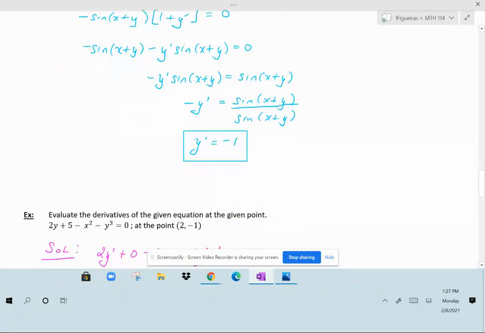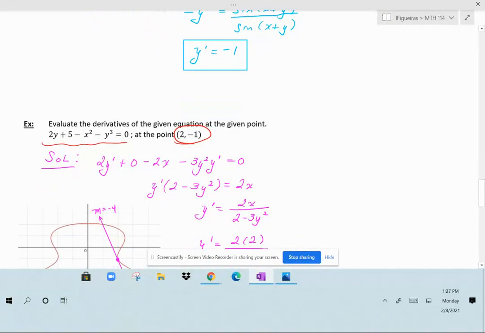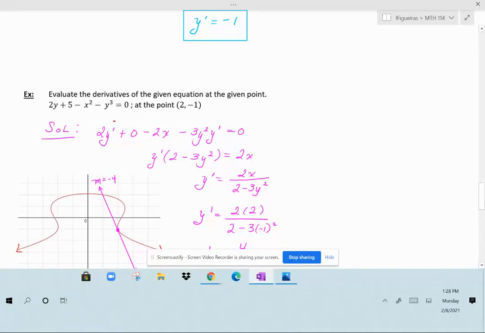All right, so here's another where we're going to evaluate the derivative at a particular point, and that point is (2, negative 1). And here's our equation, 2y plus 5 minus x squared minus y cubed. So the derivative of 2y is 2y prime. The derivative of 5 is 0. The derivative of minus x squared gives me a minus 2x. And the derivative of minus y cubed is minus 3y squared y prime, equals the derivative of 0, which is just 0. Then I have two terms with a y prime, this one and this one, so you factor that out. And the 2x gets moved over to the right, so it turns positive.